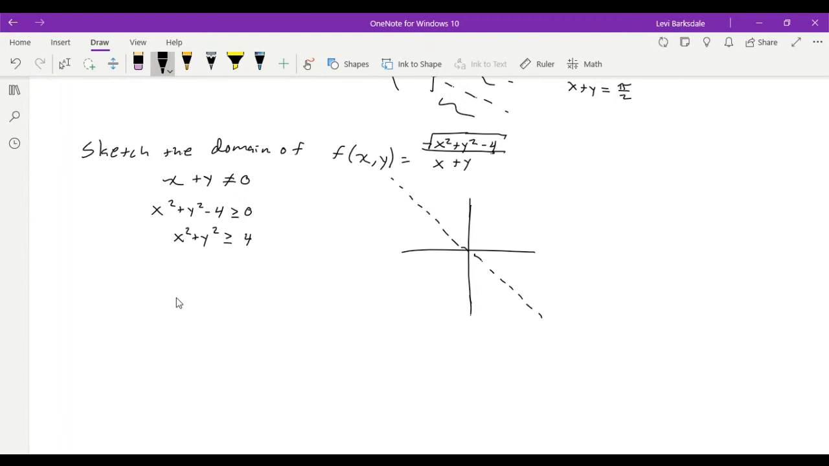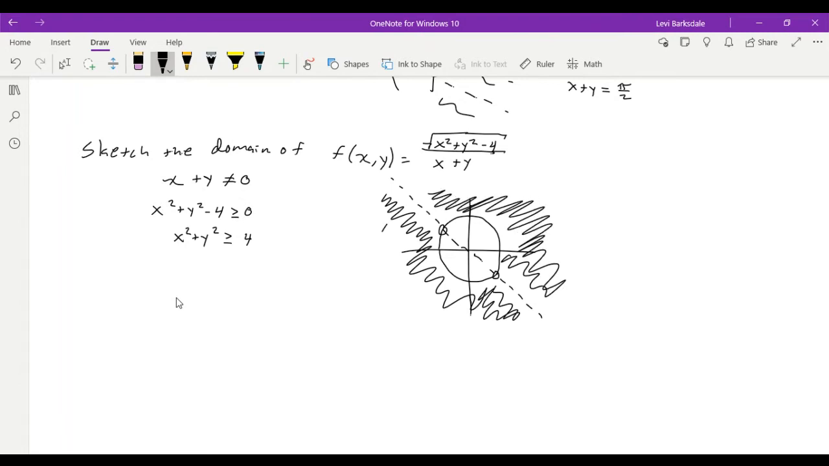And of course, this x squared plus y squared equals 4 would be a circle of radius 2 like so. Here, my circle drawing skills are wanting. Let's see if we can get a decent one. Good enough. And we know that our value x squared plus y squared has to be bigger than or equal to 4. So anything outside this circle is okay. Anything outside the circle and not on this dotted line would be okay for our domain. Make sense?